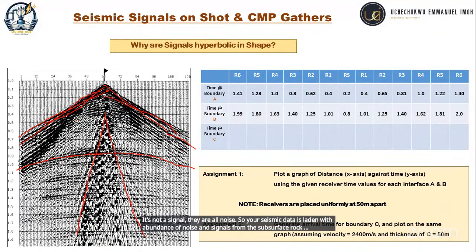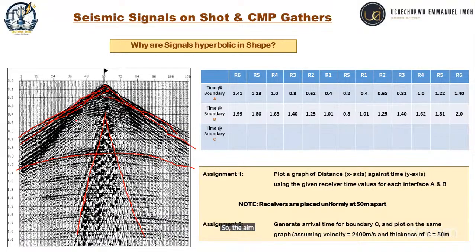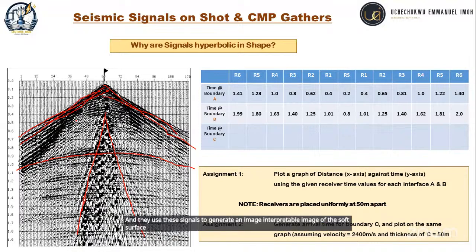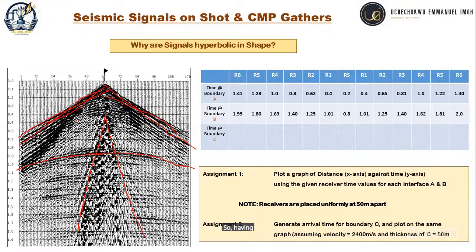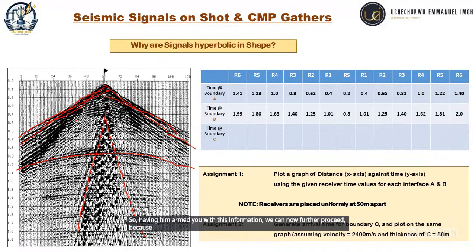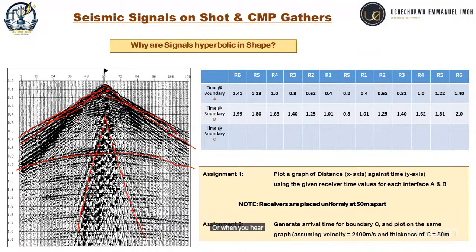So the aim of processing is to remove the noise and get the signals, and then use the signals to generate an interpretable image of the subsurface where the reflections came from. Having armed you with this information, we can now proceed, because I don't want you to get confused when you hear signal to noise ratio and don't know what it is about.